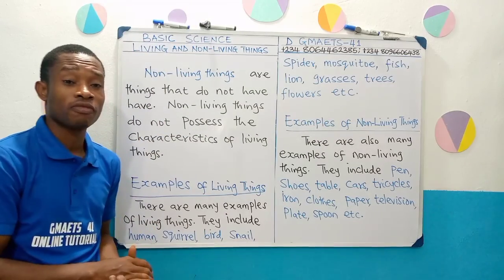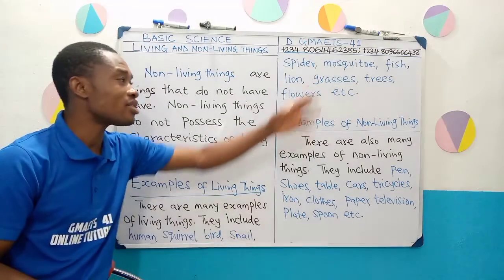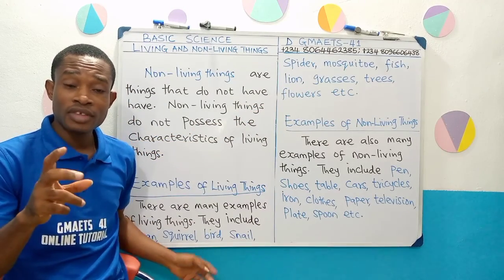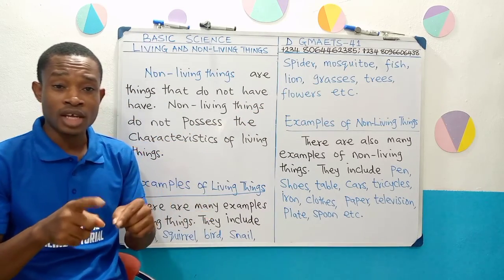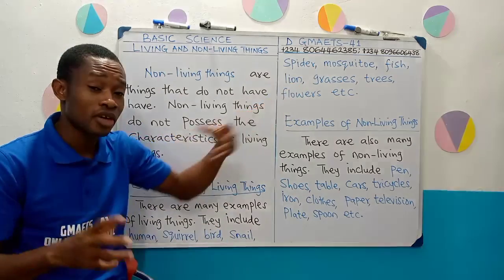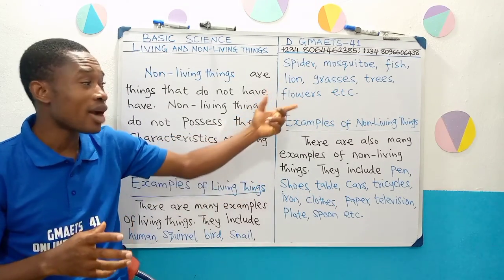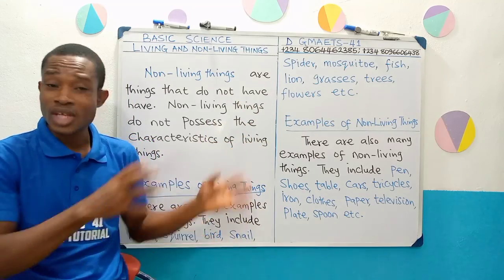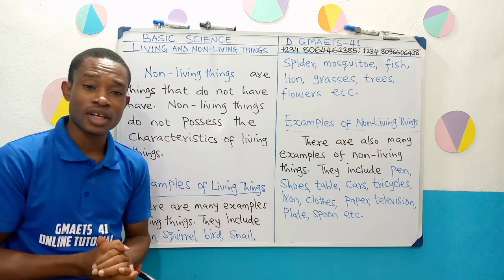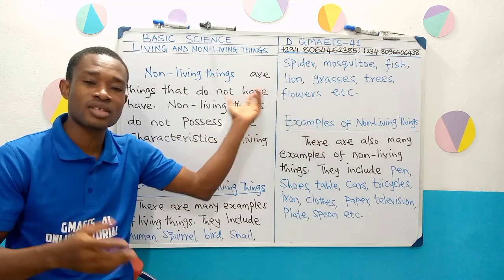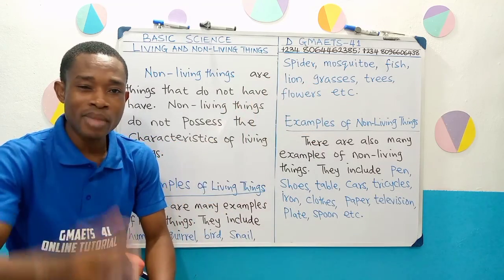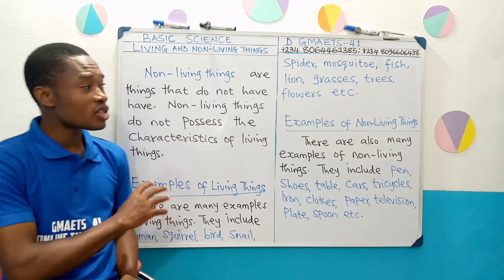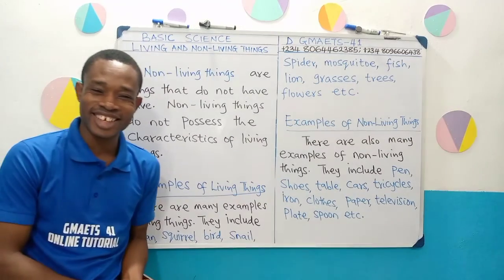Spider, mosquito, fish, lion, grasses. All these ones I mentioned up to lion are animals. Remember, living things can either be plant or what? Animals. So the ones I mentioned up to lion here are animals. Okay, we have grasses, that's plants. We have trees, we have flowers. Those are plants, okay? They are also living things. And so on. Many others you can mention and add to the list we have here, okay? So these are some examples of living things.